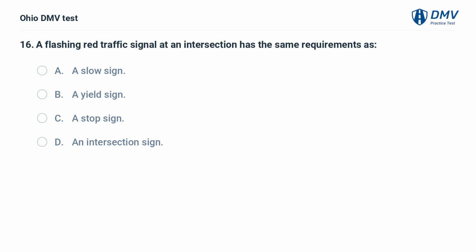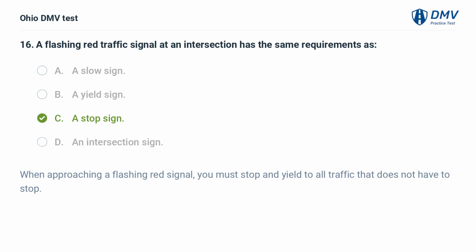A flashing red traffic signal at an intersection has the same requirements as A. A slow sign. B. A yield sign. C. A stop sign. D. An intersection sign.